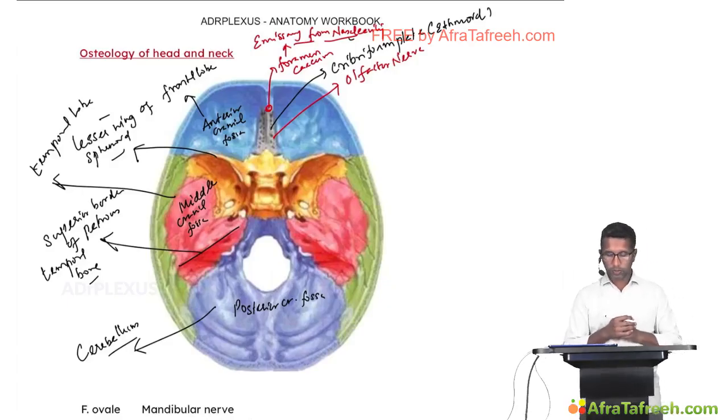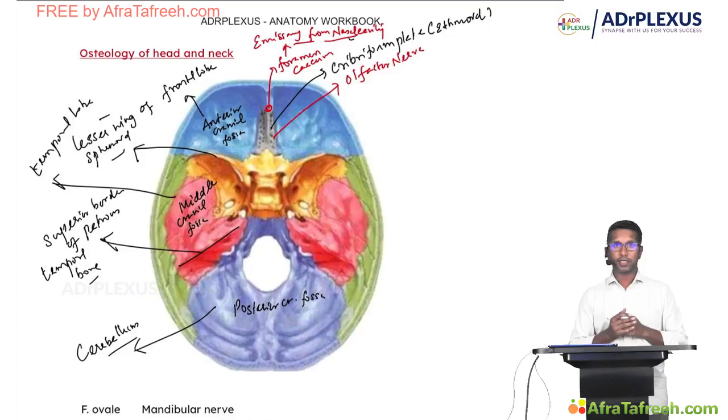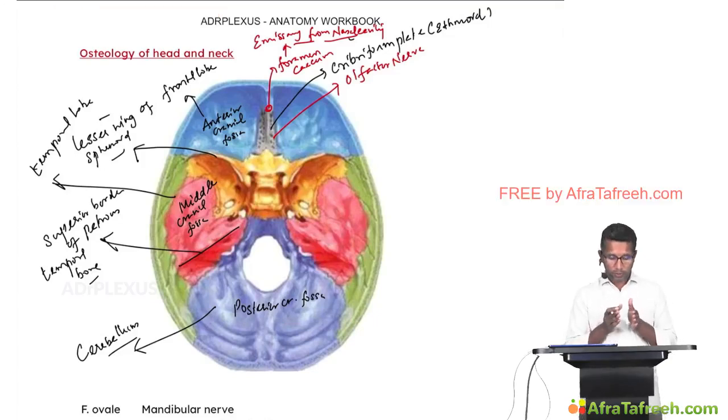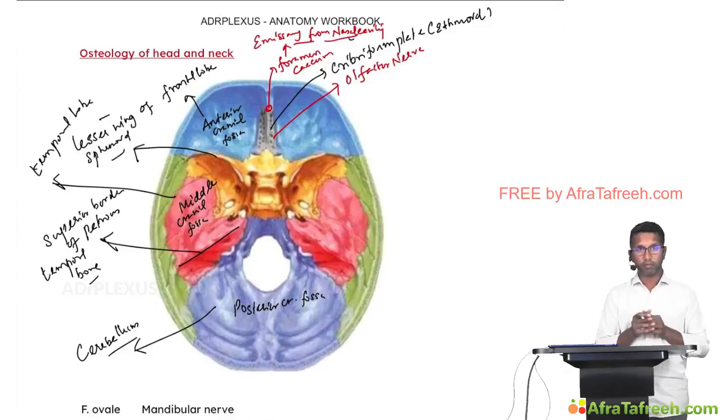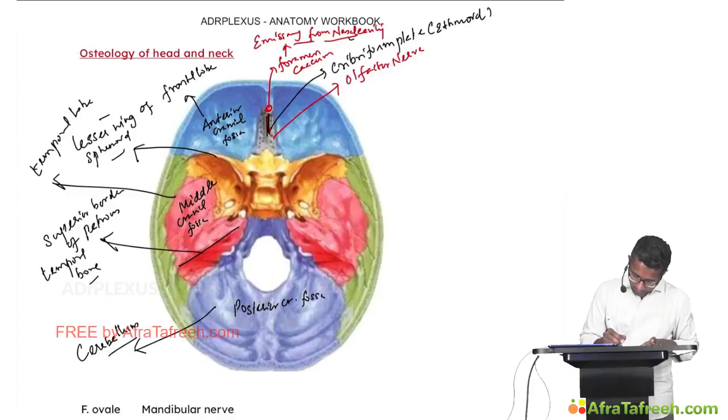If you see the cribriform plate, on either side of it you see the frontal plate, and in between you see one big elevation here. What is this elevation? The elevation you see in the midline is called the crista galli.